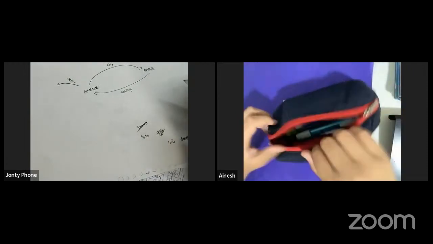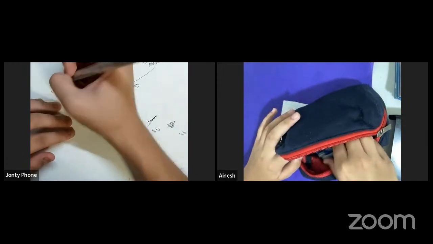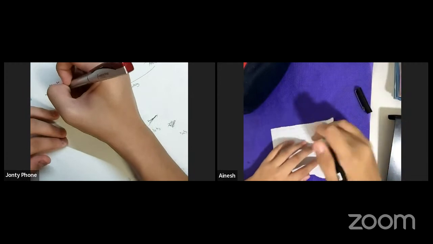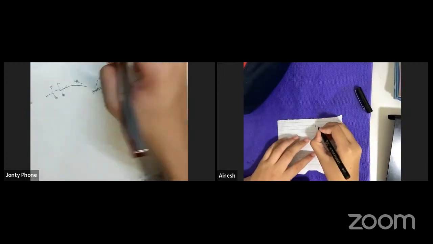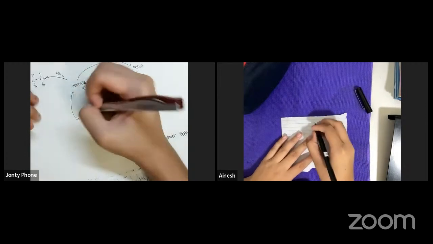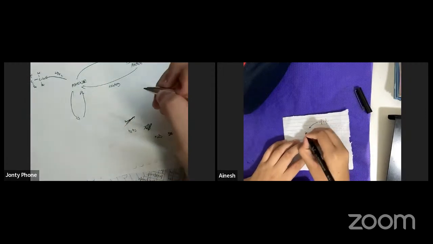Okay. Come on, Ainesh, quickly. Right, scrap will be nice, right? Okay, seems like a good start, Ainesh. You're starting with drawing. Okay, very rare of you to start things visually. I like your start.